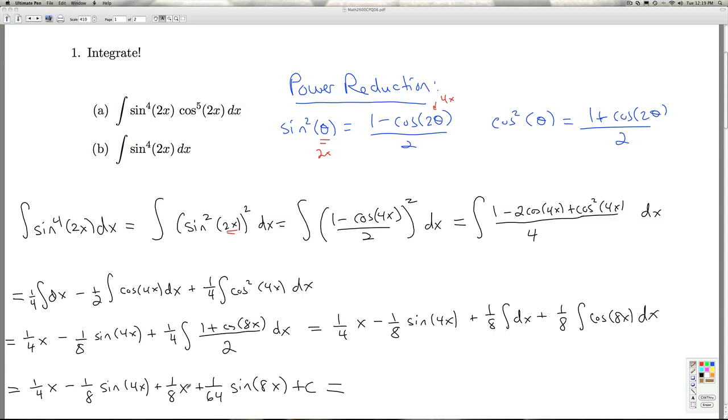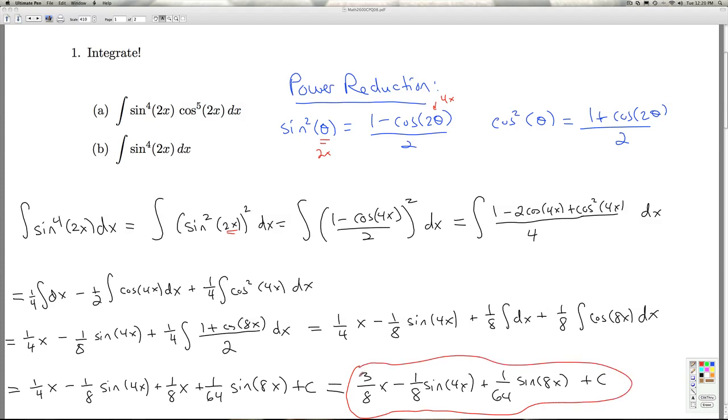And so I combine the like terms. I have 1/4 x plus 1/8 x. That's going to give me 3/8 x minus 1/8 sine 4x plus 1/64 sine 8x plus c, and that's my final answer.